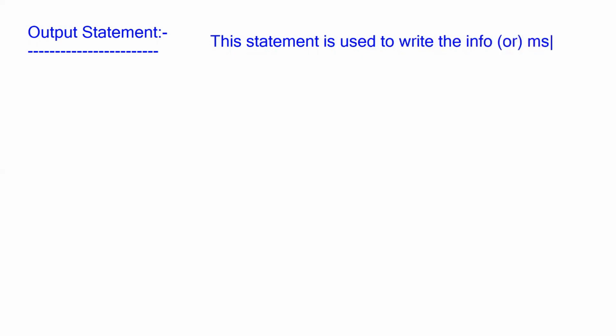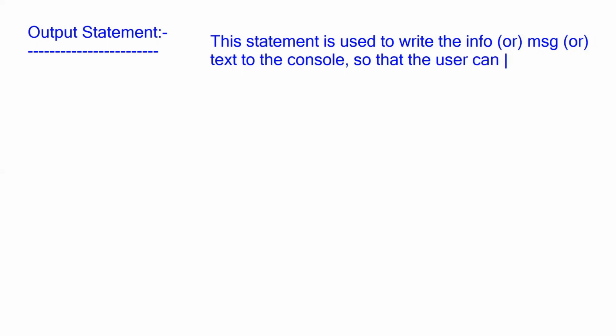This statement is used to write the info or message or text to the console. Console means the output screen, so that the user can see it or receive it. So that's why we use the output statement in Java.